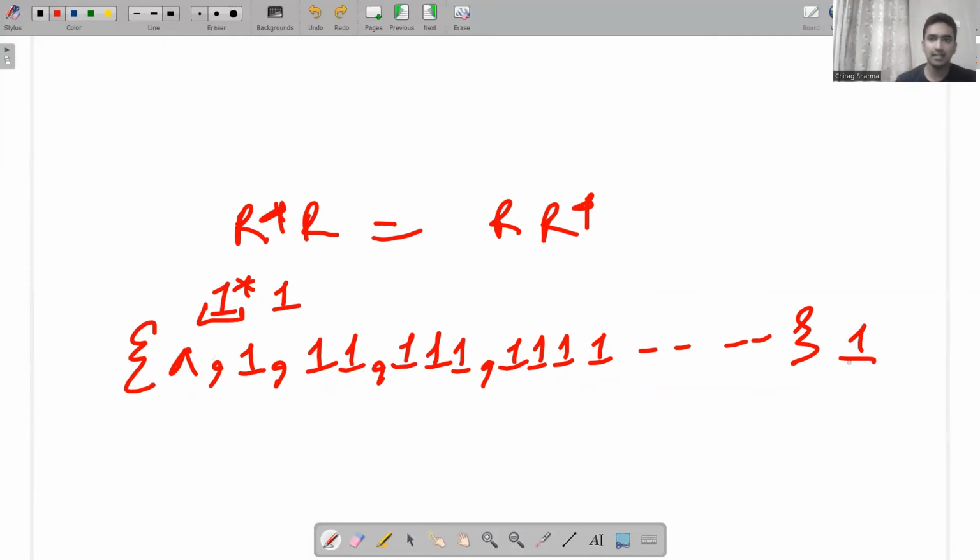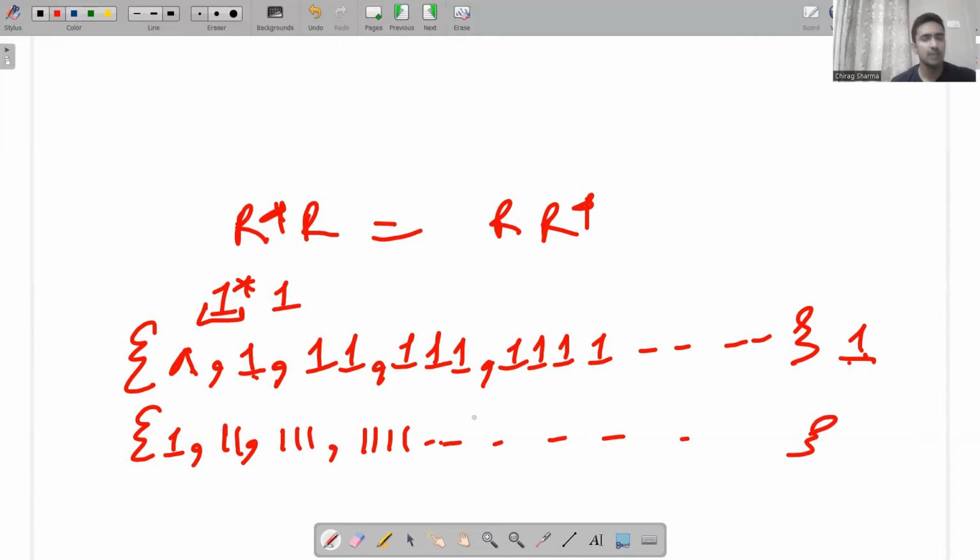So I'm concatenating 1 with null. Null 1 is anything concatenated with null is anything, so the answer will be 1. There is a single 1 over here. A single 1 concatenated with another 1 becomes 2 ones. 2 ones concatenated with this 1 becomes 3 ones. Similarly, 4 ones, and so on. So clearly this is the answer we are obtaining. I just need to prove that this answer is equal to the other answer.